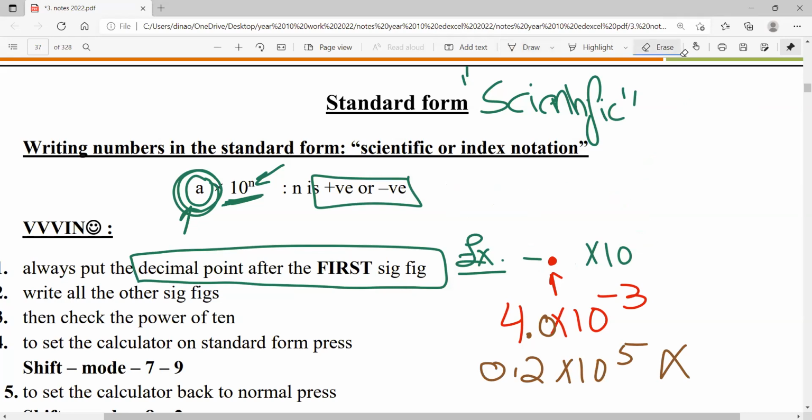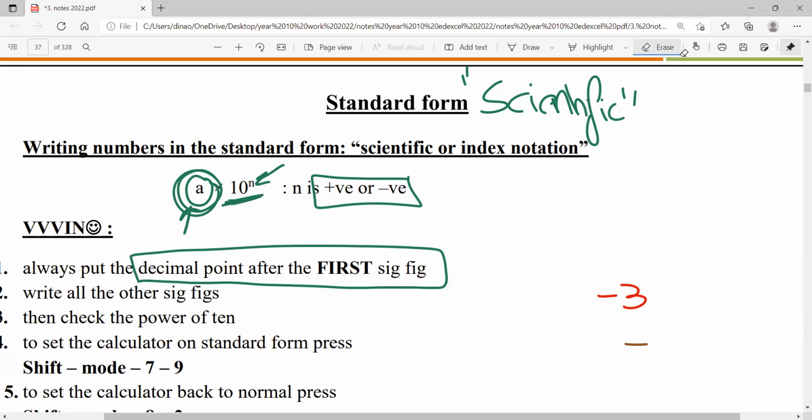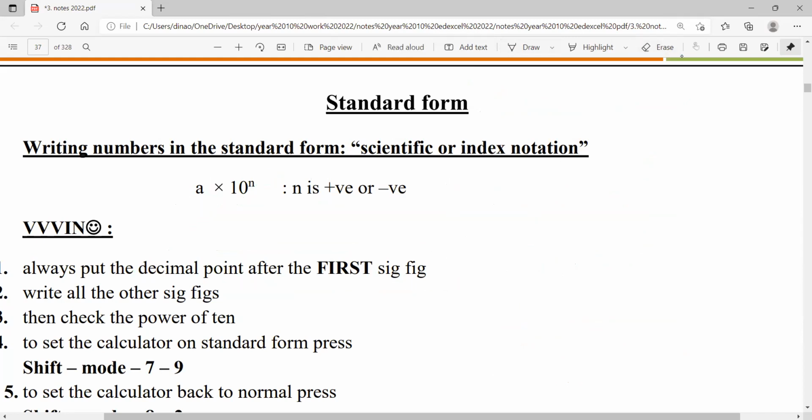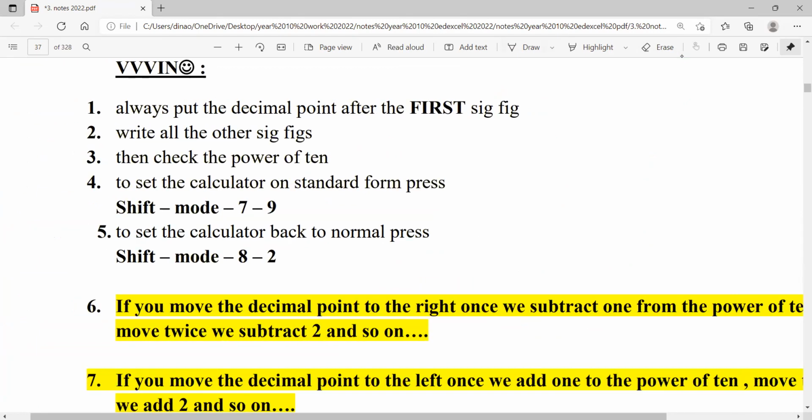Now we come to the first part of this lesson, which is how to change a number to standard form. Of course, we don't have to do it mentally at all. We will learn how to do it with the calculator. If you look at these two notes, note number 4 and note number 5, this is how to change your calculator to standard form. If you want to change your calculator to standard form, you press Shift Mode 7-9. And if you want to change your calculator back to normal, you press Shift Mode 8-2.